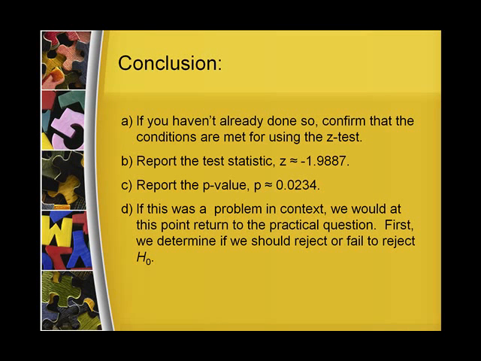Now, to finish the problem, if you haven't already done so, confirm that the conditions are met for using the z-test. For this exercise, the conditions were met since it was a simple random sample from a normal distribution. Report the test statistic, z, and report the p-value, p. If this was a problem in context, we would at this point return to the practical question. First, however, we determine if we should reject or fail to reject H naught.